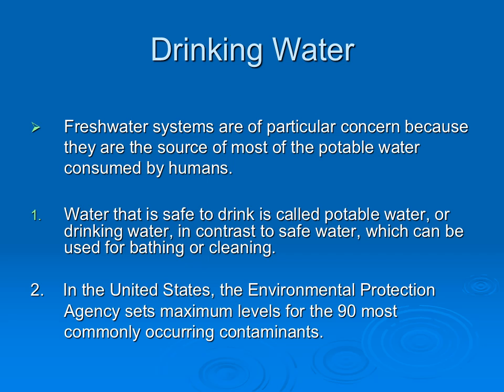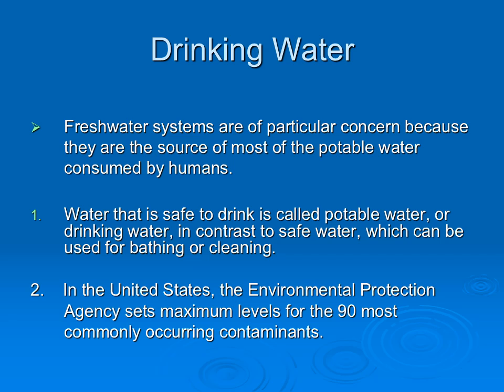All right, drinking water. So freshwater systems are really of concern because they are the source of most of the potable water consumed by humans. Potable water is water that we can drink. So water that's safe to drink is potable, and we have learned about potable water from camp. So oftentimes at camp, we'll see potable water and non-potable water. Potable water is the water that we had in our spigots at each of our campsites.